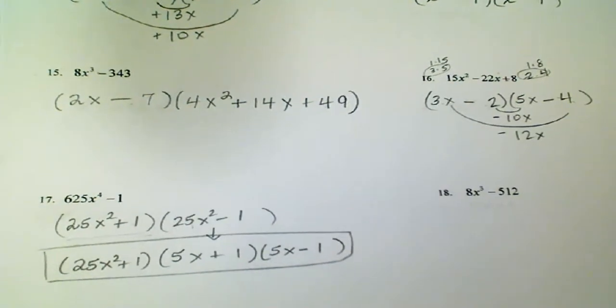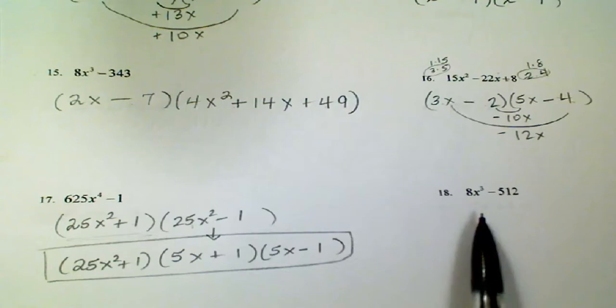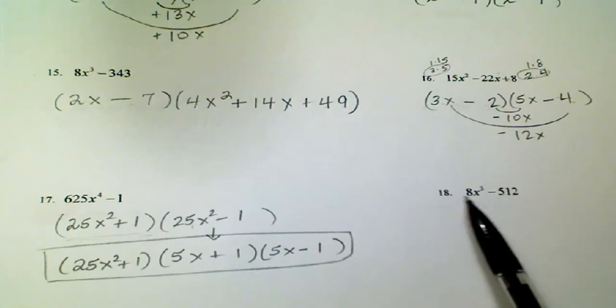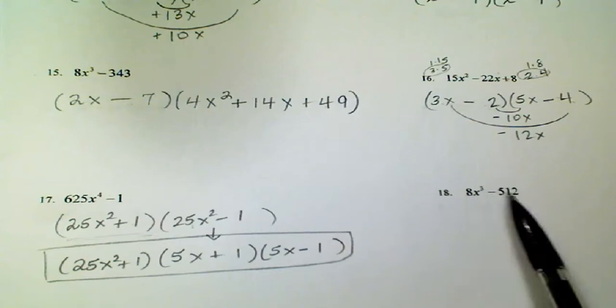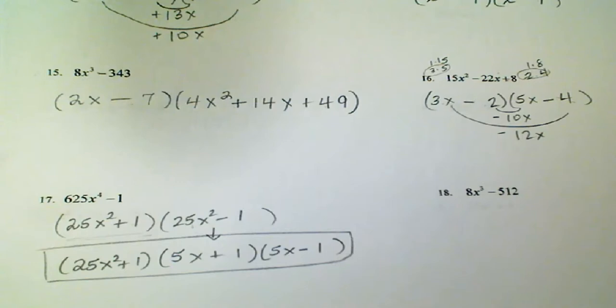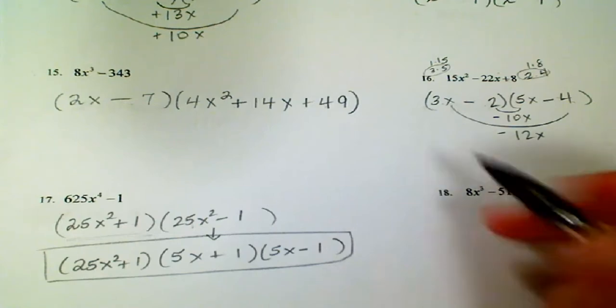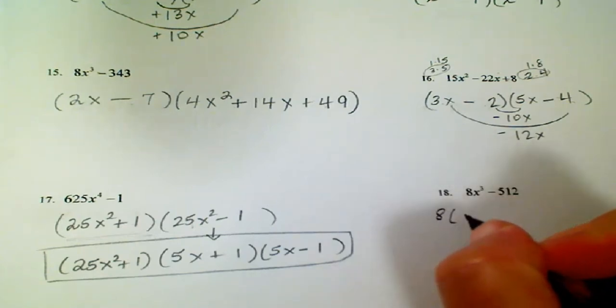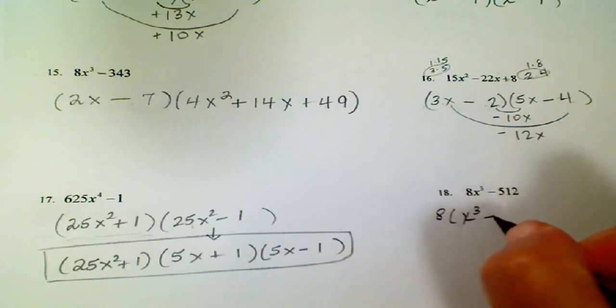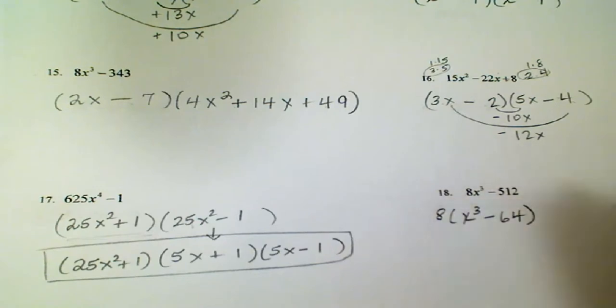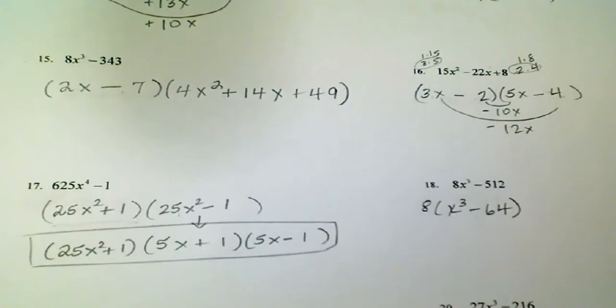Okay? Next question. First of all, I know there's a GCF in here because 2 at least will go into both of these. But I'm thinking that 8 will go into both of those. And yes, it does. So I'm going to pull out the 8. This will be x cubed minus 64. 8 goes into 512, 64 times.